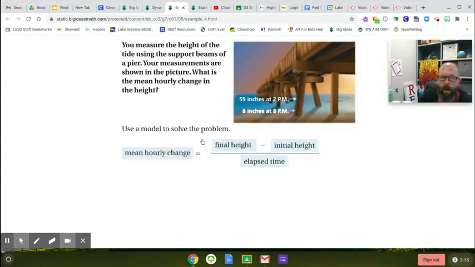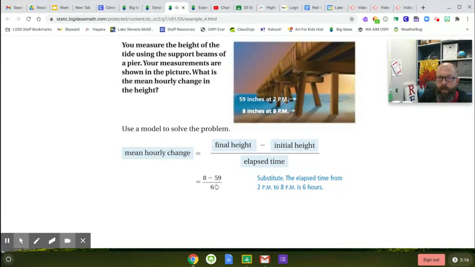So we're going to use a model. The mean hourly change, that's the average hourly change, is the final height minus the initial height divided by the elapsed time. So we have 8 is the final height, 59 is the initial height, so it went from 59 to 8. And then the elapsed time is 6 hours, because 2 p.m. to 8 p.m.